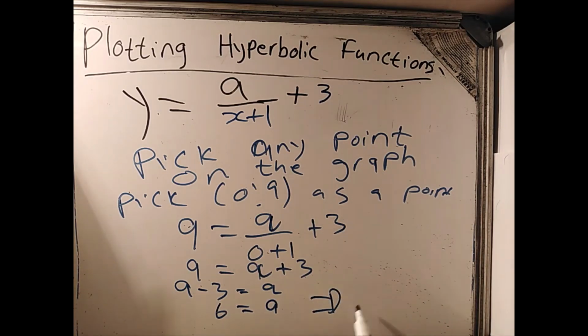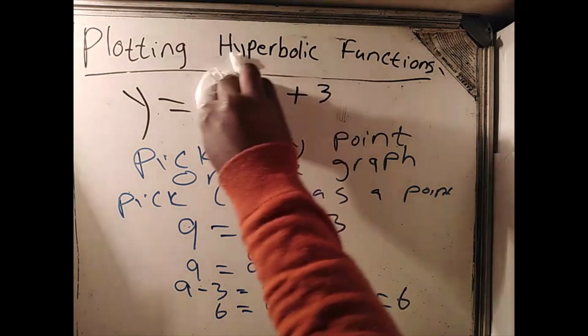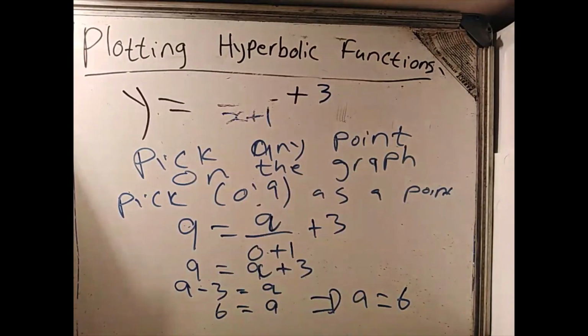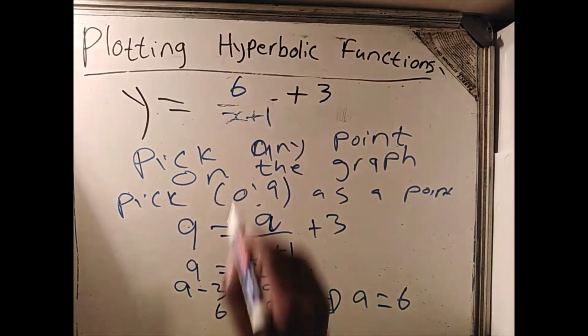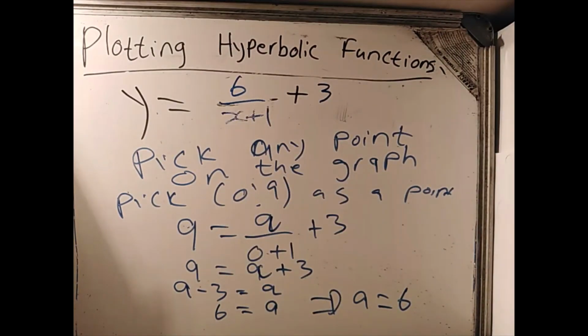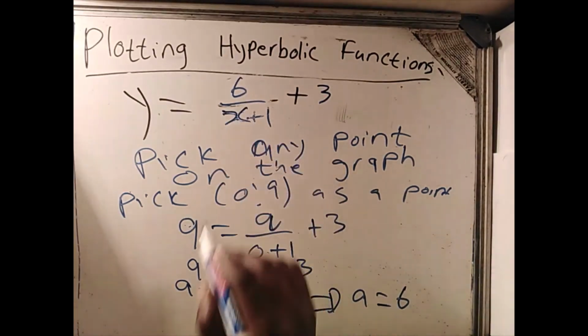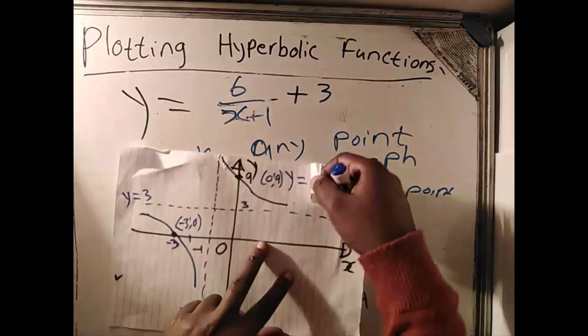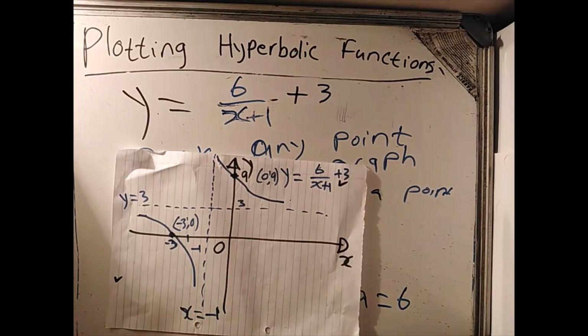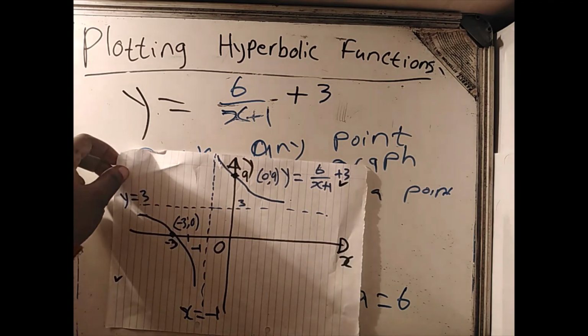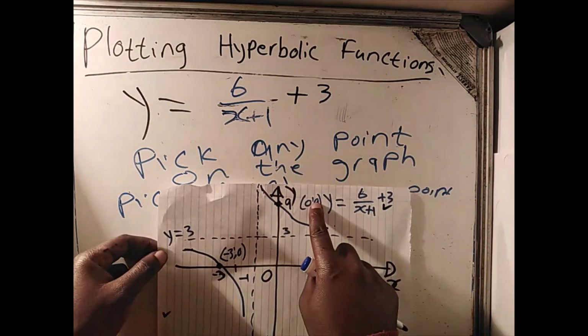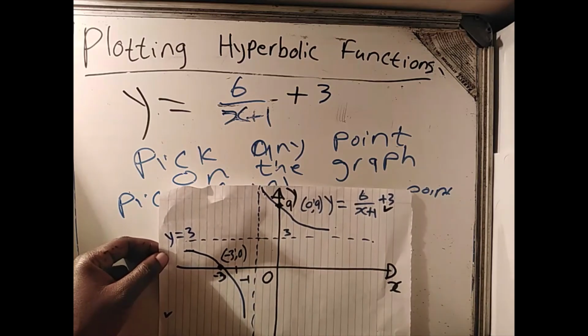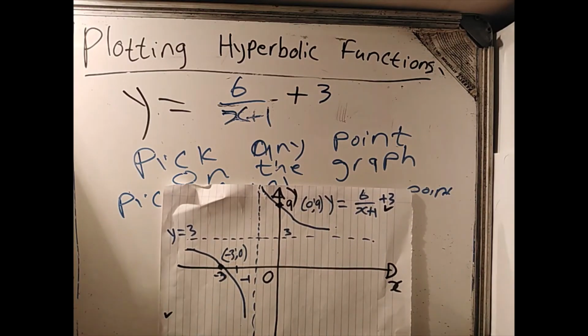So what does this mean? This means a is equal to 6. When you are done with this, you just remove this part and you put 6. So here is your graph. It is y is equal to 6 over x plus 1, all plus 3, which is exactly this one, ladies and gentlemen. All right, so you can do this. It's very easy, guys. You use this point, but you can also use any other point, as long as that point is on the graph.